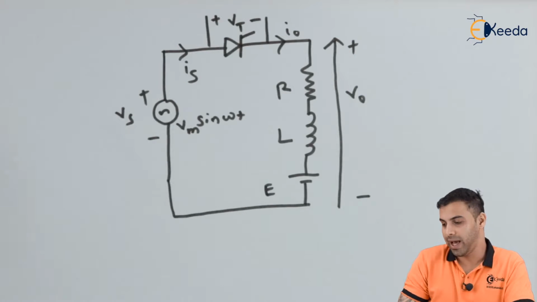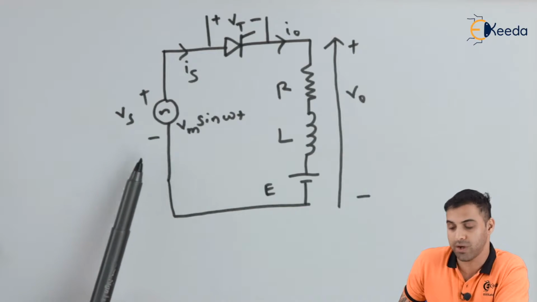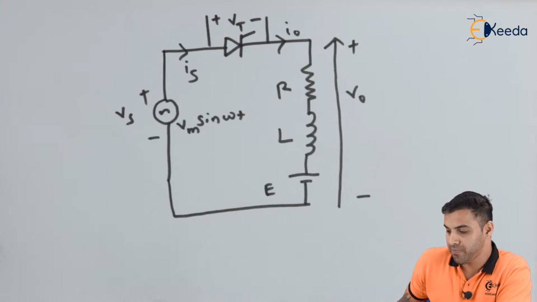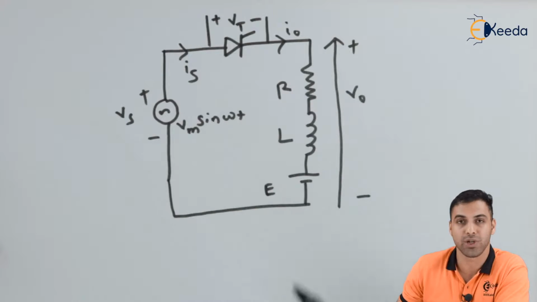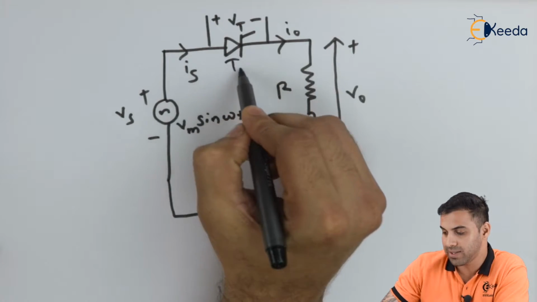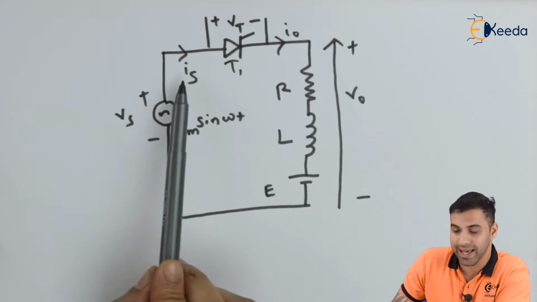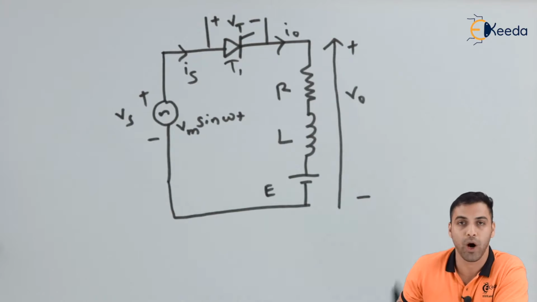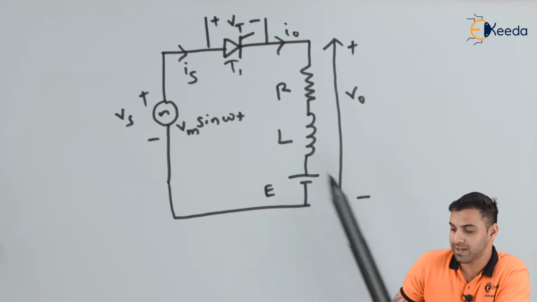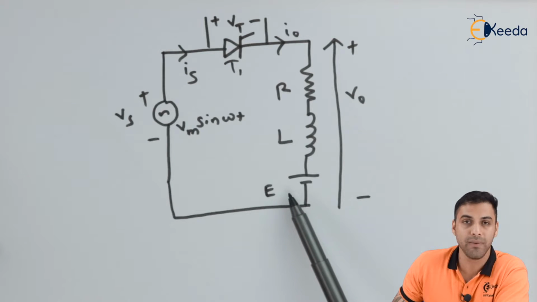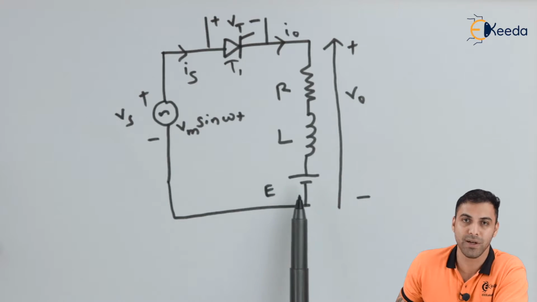So friends, as you can see in this circuit, I have connected a sine wave source or an AC source to an RLE load through a thyristor which is called T1. Let VT be the voltage across the thyristor, Is be the source current, and I naught be the output current, and V naught is the voltage across the output, L is the inductance, R is the resistance, and E is the EMF, or the battery that is connected as a load.